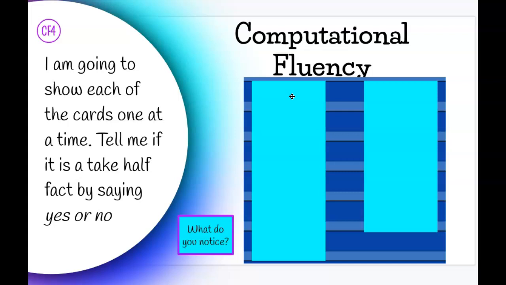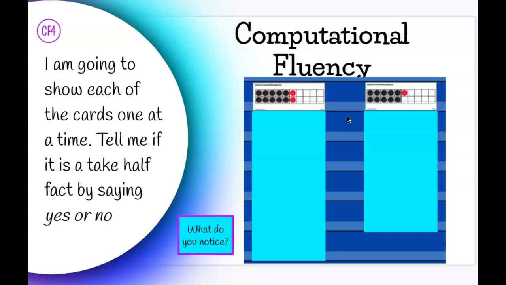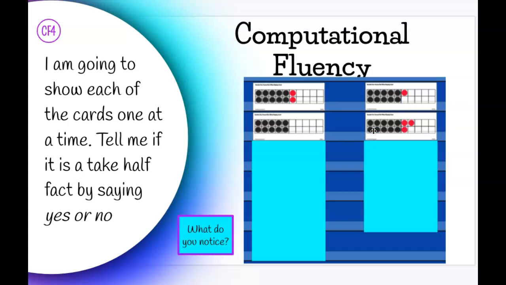Let's look at the first one. Thumbs up or thumbs down. Take half. Thumbs up, thumbs down. Oh, I should see thumbs up because we see the same number of dots on the top and the bottom. Next one. Is this a take half fact? Thumbs down. We do not have the same number of dots. Next one. Yes or no? Oh, I should see thumbs up. This is a take half. How about this one? Thumbs down.